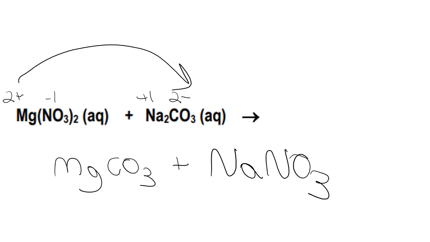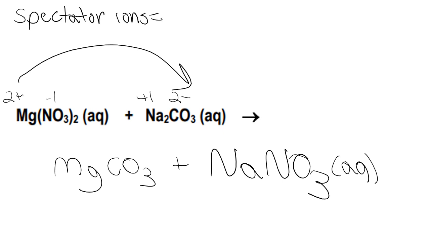I'll give you a hint. Whenever something is a group 1 element, like sodium, potassium, or if it's nitrate, it's always soluble. So I don't check that. This is going to be AQ. I automatically know those are the spectator ions, because that's going to be aqueous.